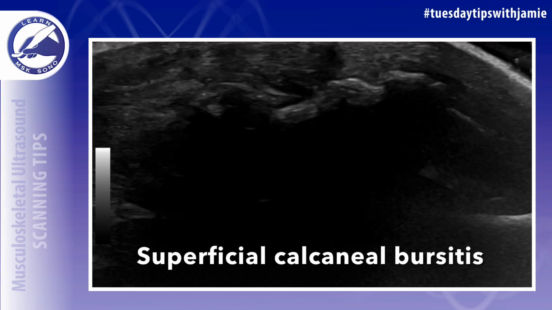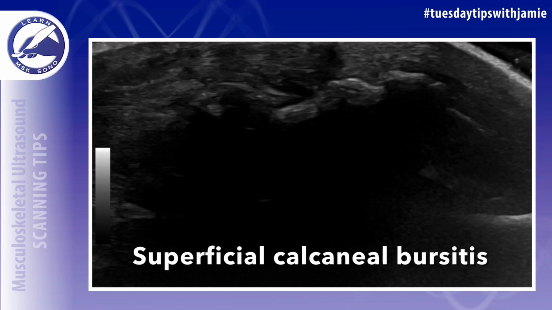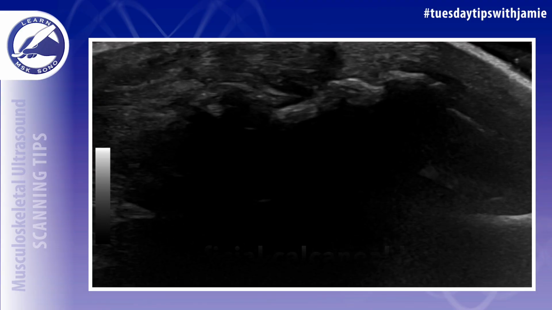Bursitis may also be present with this condition and may be located in the overlying superficial calcaneal bursa, like in this example, or in the retrocalcaneal bursa, which is superior to the calcaneus. The bursa will only be visualized on ultrasound when there's fluid present.